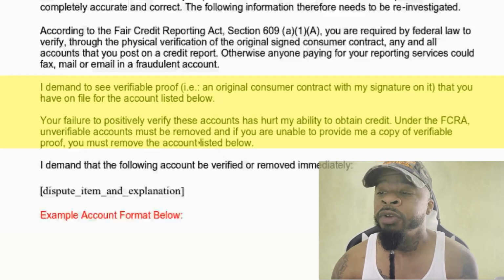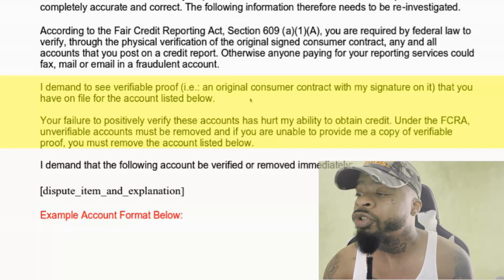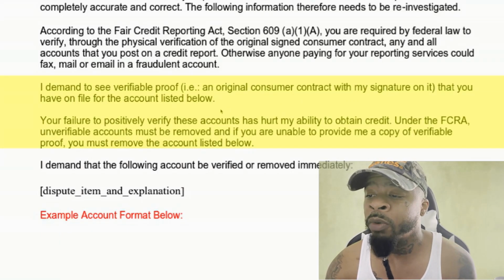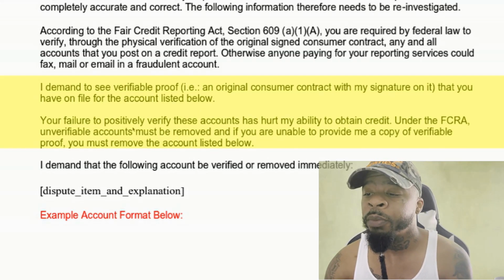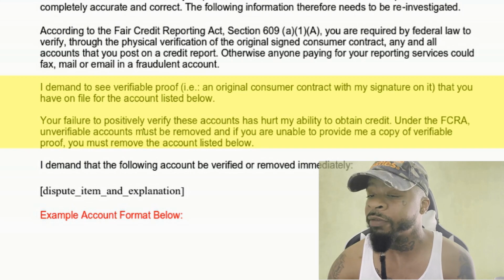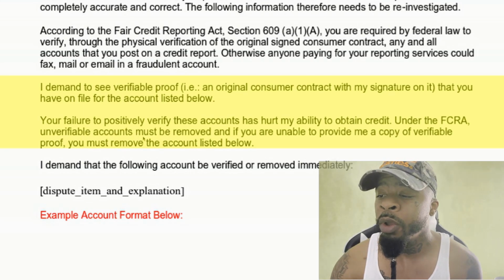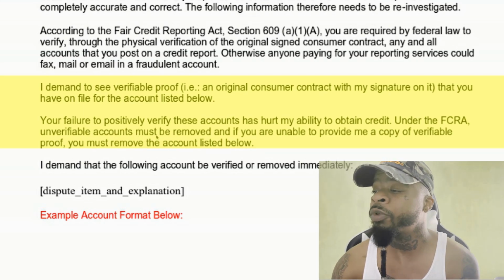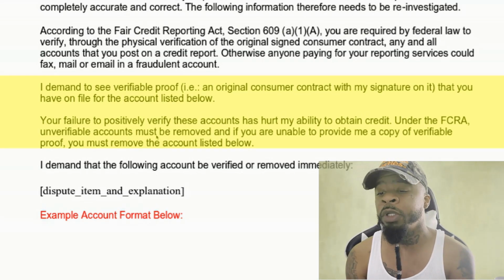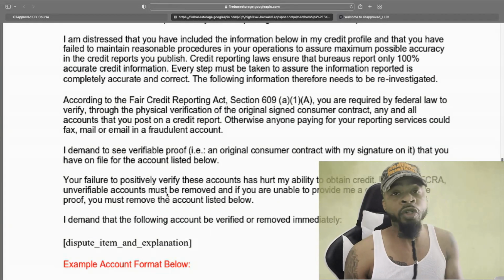I demand to see verifiable proof and the original consumer contract with my signature on it that you have on file with the account listed below. Your failure to positively verify these accounts has hurt my ability to obtain credit. Under the FCRA, unverified accounts must be removed, and if you are unable to provide me a copy of verified proof, you must remove the account listed below. The account listed below. So what did we just do?